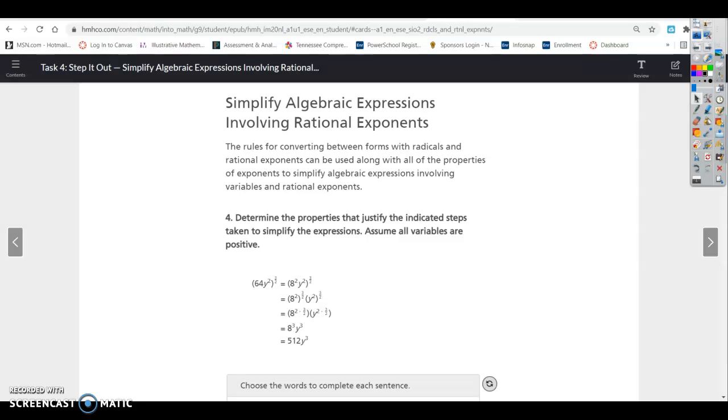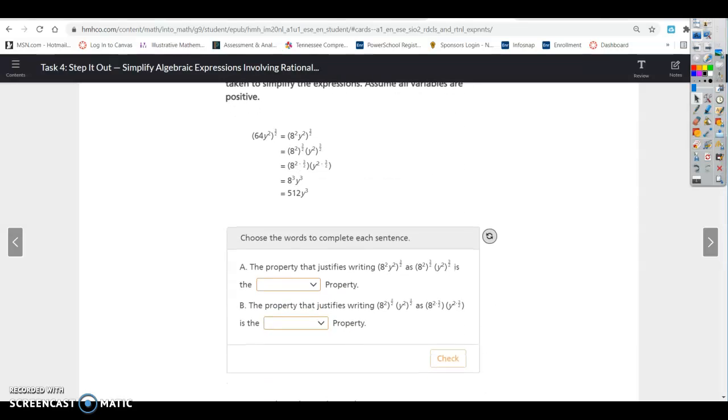Lesson 1.2, Task 4. Simplify algebraic expressions involving rational exponents. The rules for converting between forms with radicals and rational exponents can be used along with all of the properties of exponents to simplify algebraic expressions involving variables and rational exponents. Determine the properties that justify the indicated steps taken to simplify the expressions. Assume all variables are positive.